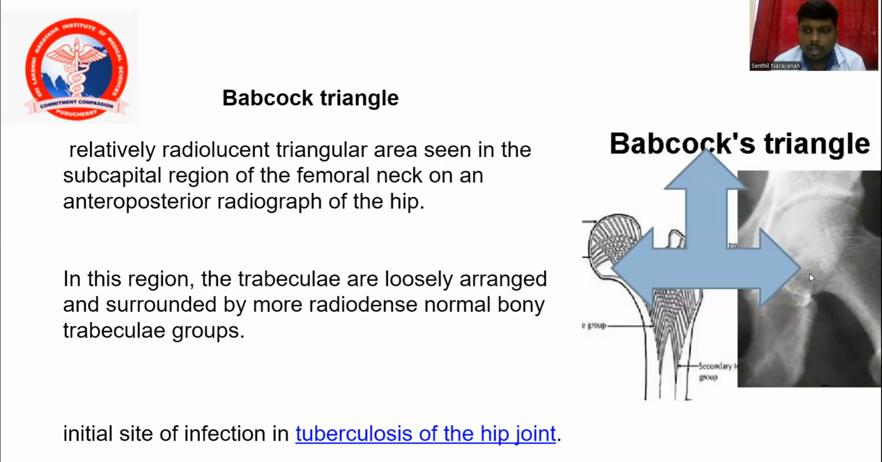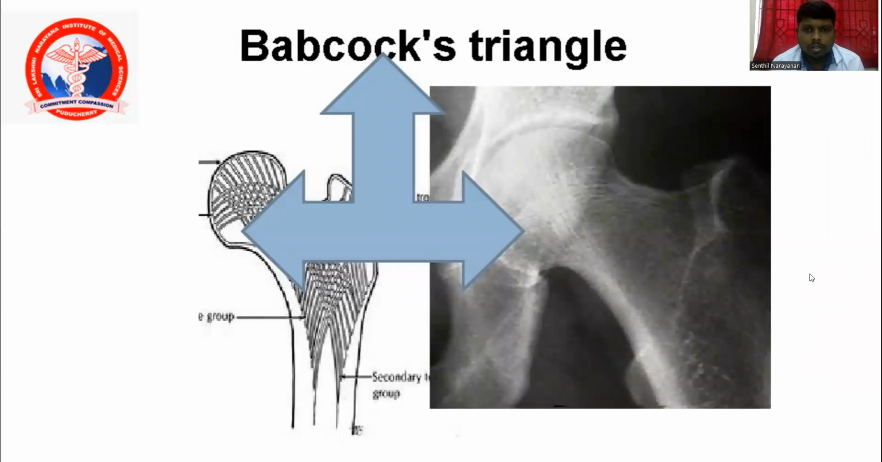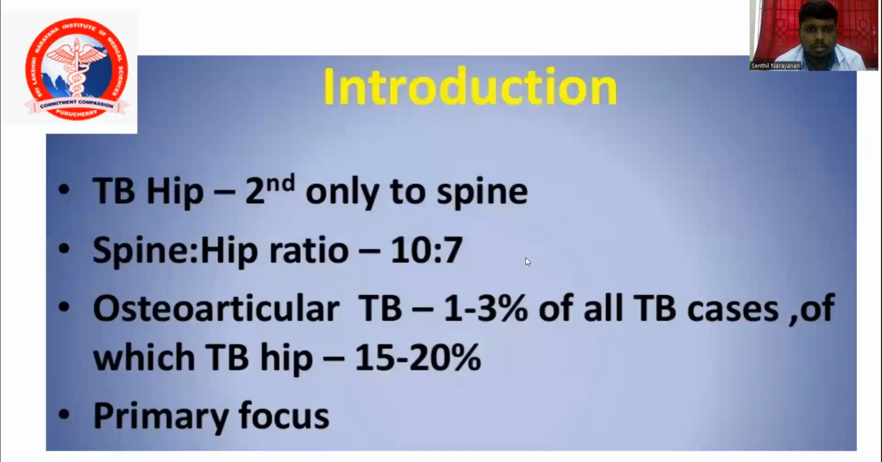In this region, the bone is relatively weaker because the trabeculae are loosely arranged and surrounded by more radiodense normal bony trabeculae. The initial site of infection in tuberculosis of the joint is here. Note the Babcock's triangle, as the lesion will be initially present here. The trabeculae are the primary tensile trabeculae, primary compressive trabeculae, and secondary tensile and compressive trabeculae. So this is the Babcock's triangle.